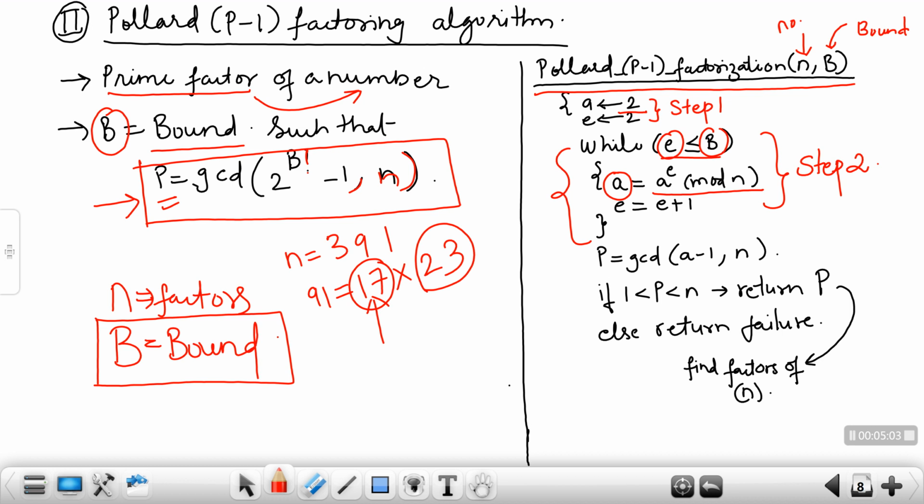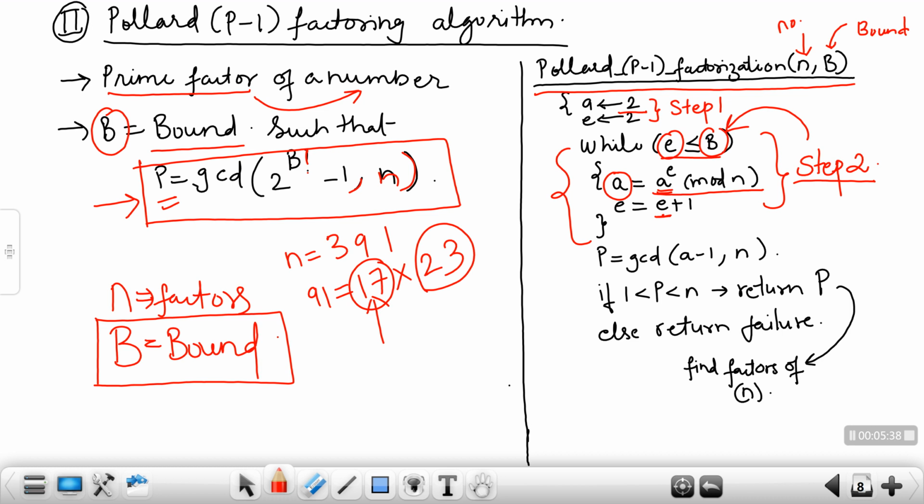Once you store the new value of A, I need to increment the value of E. Initially E was 2, so now 2 plus 1 will be equal to 3. So for my next iteration, while 3 is less than or equal to B, whenever we are taking A, I have to take the new value of A which we have calculated in the previous loop. So this loop is going to repeat until this condition is not satisfied. Don't get confused, you will clearly know how to calculate it when you are actually solving a problem.